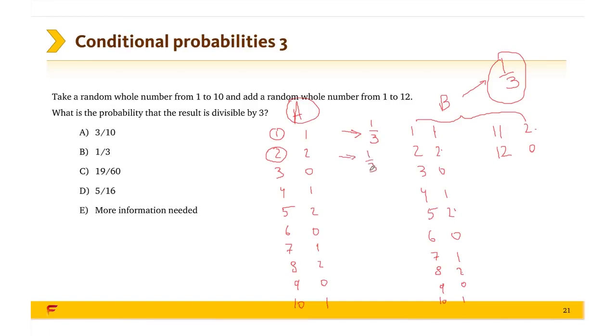1 third. And the same thing with 3, the same thing with 4, etc. So whatever number we get on our first step, any random number from 1 to 10, the probability that once we throw a random number from 1 to 12, the result will be divisible by 3, is just 1 third. So actually the random number at the first step doesn't matter. And this exploration here was necessary only for coming up with the final idea, but not for any calculations. So the answer is 1 third.